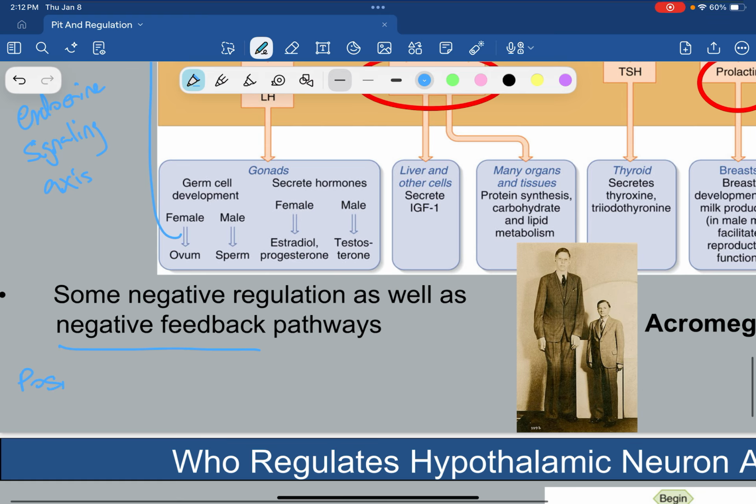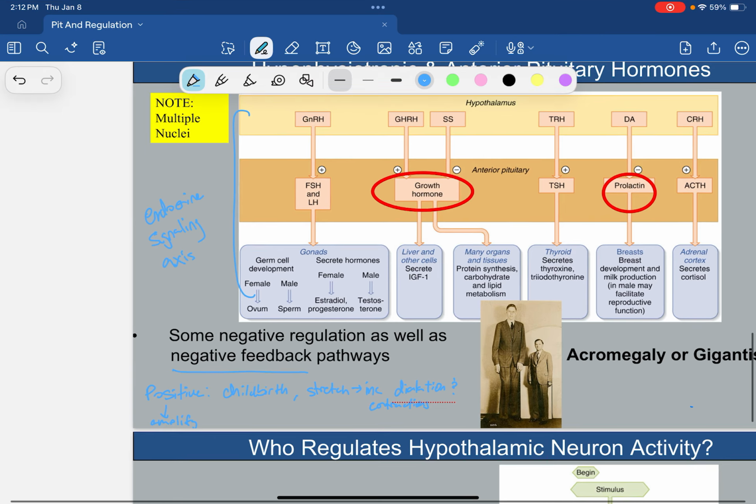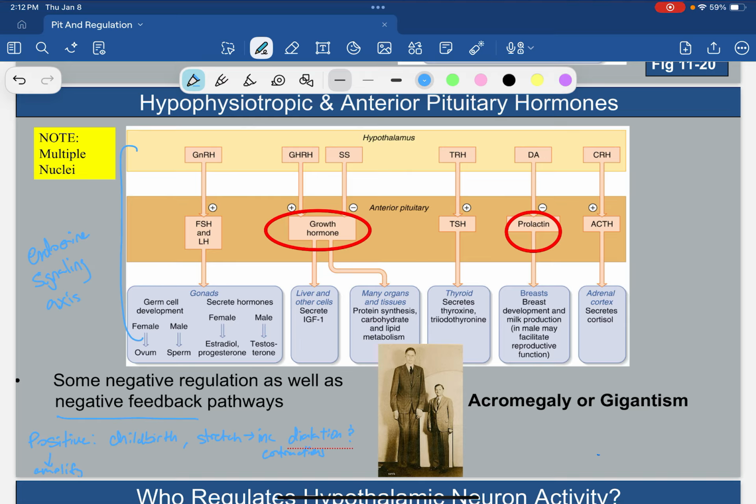All the examples in this video were negative feedback, but an example of positive feedback would be childbirth, where stretch receptors increase dilation and contractions, which allow for birth. That's an amplifying kind of signal, and negative feedback returns it to its resting rate. And yeah.